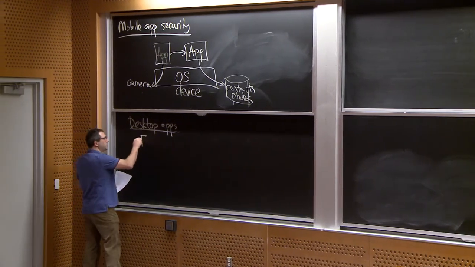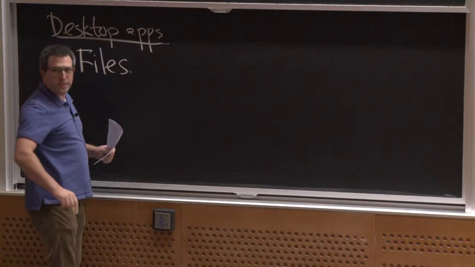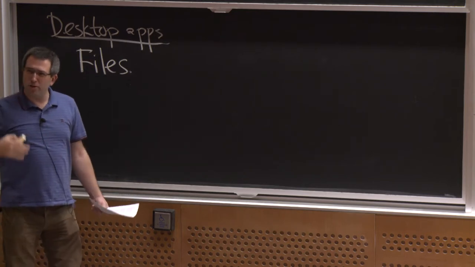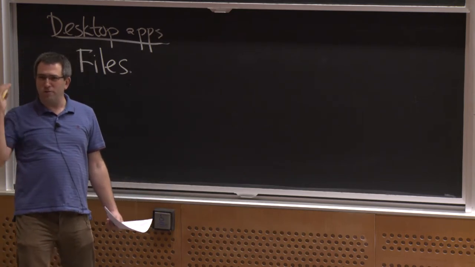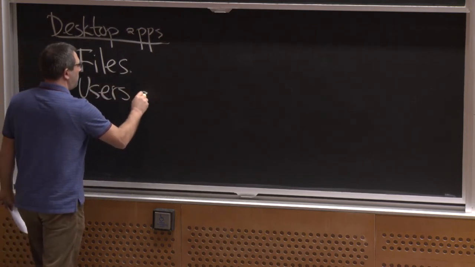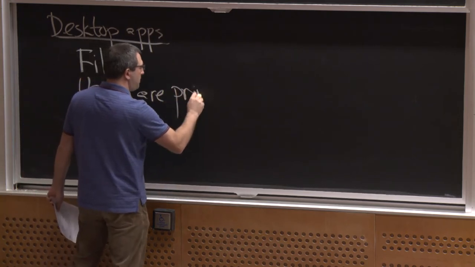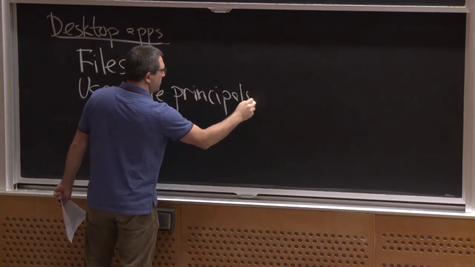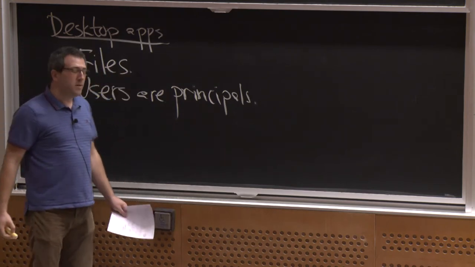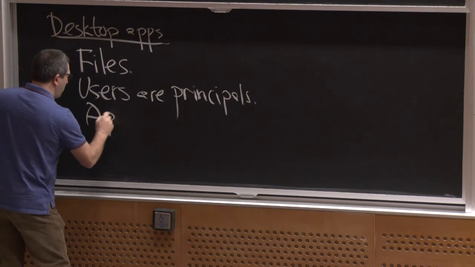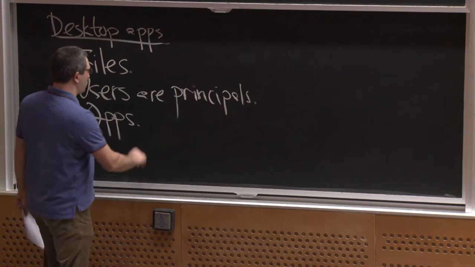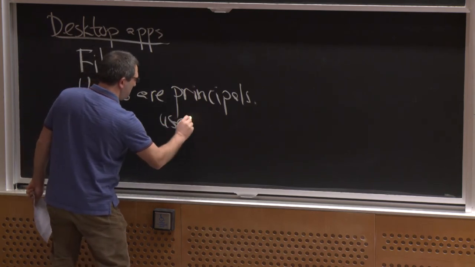Yeah, so the big deal in desktop operating systems tends to be really files and content, so they worry about this. But the granularity of isolation is not really about individual apps. It's about a model of you as a human being, you as a user. So really, users are principals. All the permissions on these files are set in terms of which user can access them. And then apps are really not a thing that is represented in the security model. Apps just run with full user privileges.